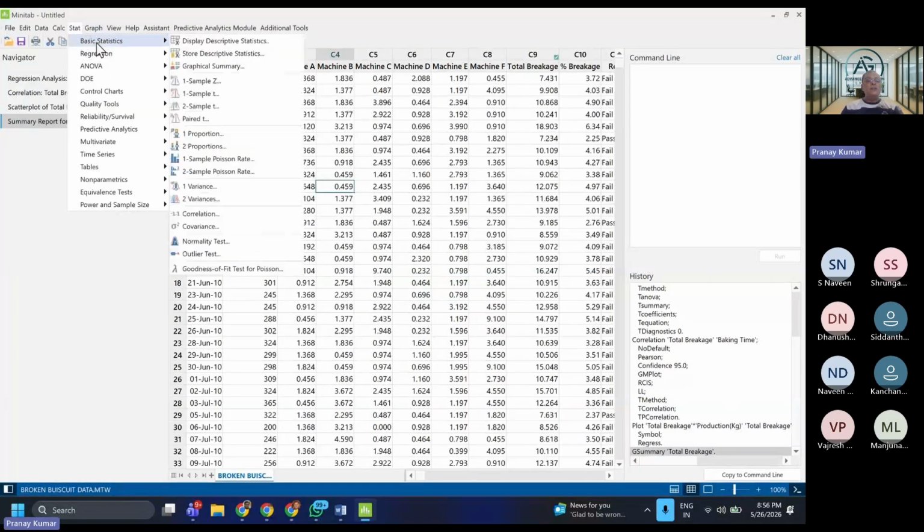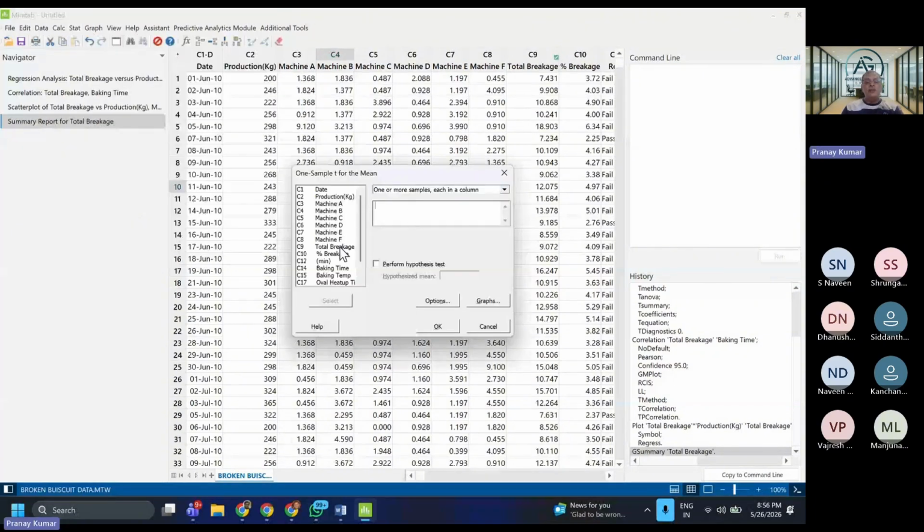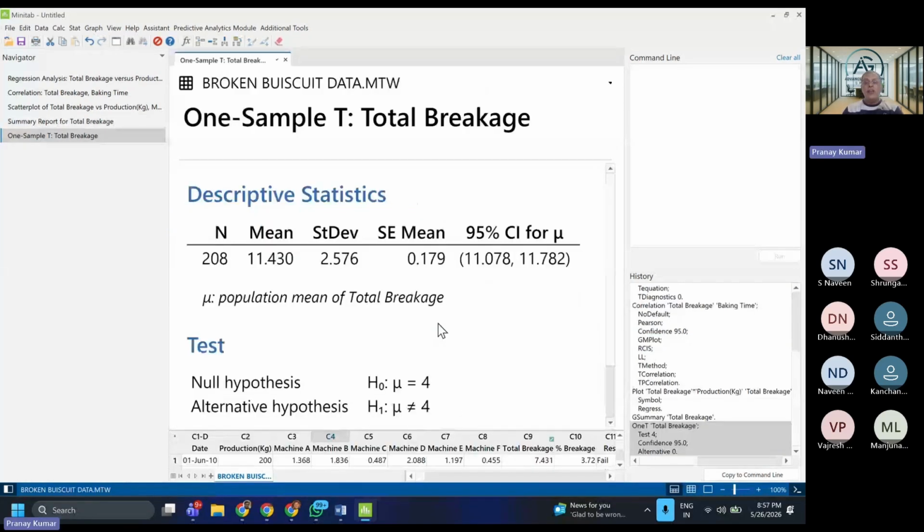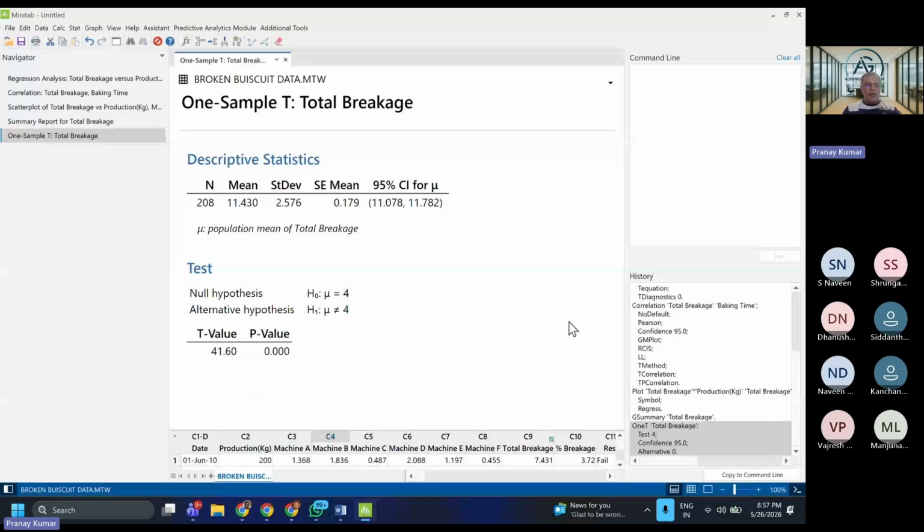Stats, basic stats, one sample T test. Total breakage. Let's say as a business, the company has given me a target that Pranay, it should not exceed 4. Okay, 4 kilogram. Press OK. Look at this very carefully. What is the confidence interval that you are getting? 11.07 to 11.78. Yes, everyone? This is what we are getting.